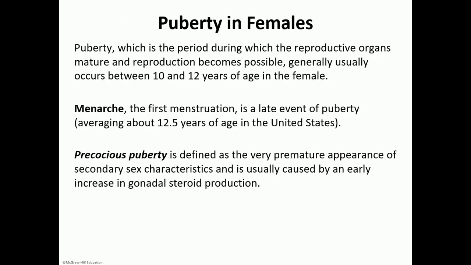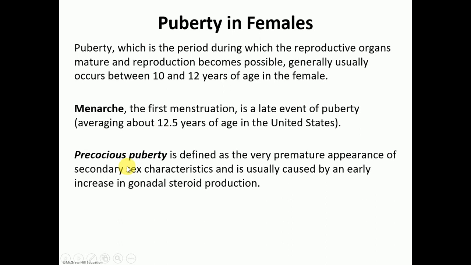So what happens during puberty in females? The age range, again, is very variable by ethnicity and by families, but the range is about 10 to 12 years of age. Menarche, that's the very first menstruation, is one of the last events that happen in puberty. Puberty is a process that happens. It's not an overnight thing. There is the enlargement of the breast tissue, the presence of pubic hair and axillary hair and so on. So menarche, the first menstruation, is really one of the very last events of puberty. The average age of menarche in the US is about 12 and a half.